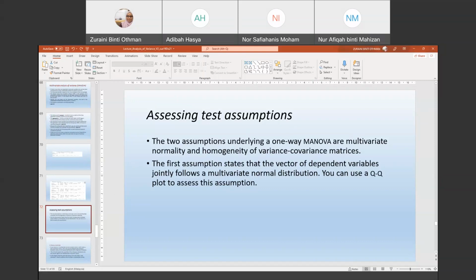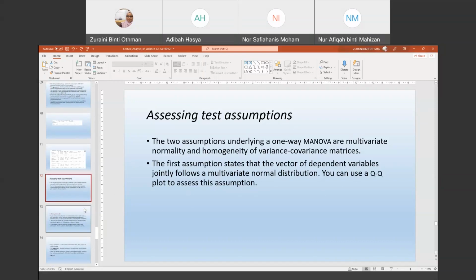Okay, the first assumption states that the vector of dependent variables jointly follows a multivariate normal distribution. Okay, we can use a Q-Q plot to assess this assumption.